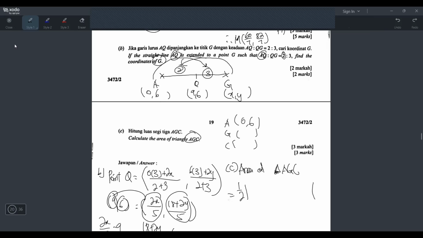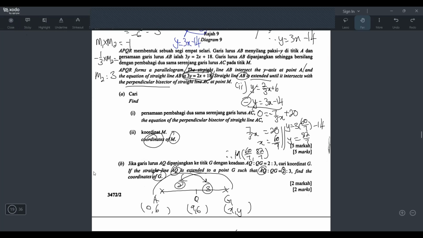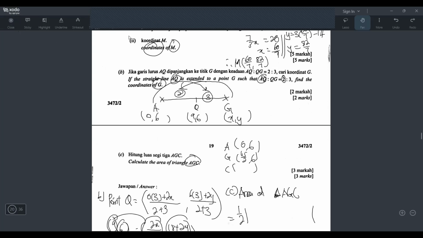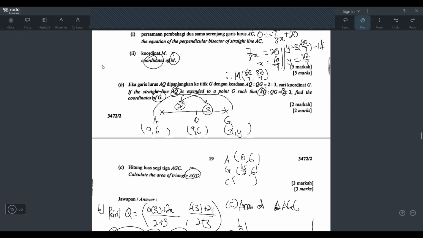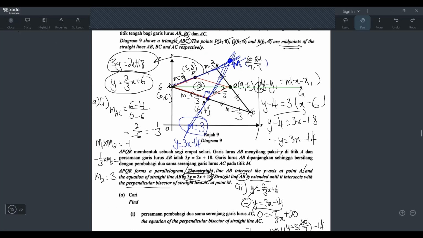Point G, I just found it just now. Point G, 45 over 2, 6, right? And I also need point C. Do I have it? If I don't have, then I cannot find the area. Point C, I don't have. So it means I need to find my point C first. So how can I find point C? Let's see. Point C is located here. Is there a way to find point C? How do I find point C? Okay. We can use midpoint.